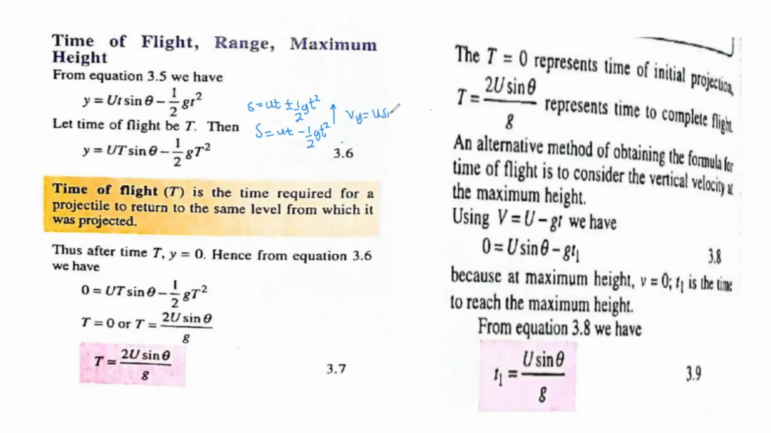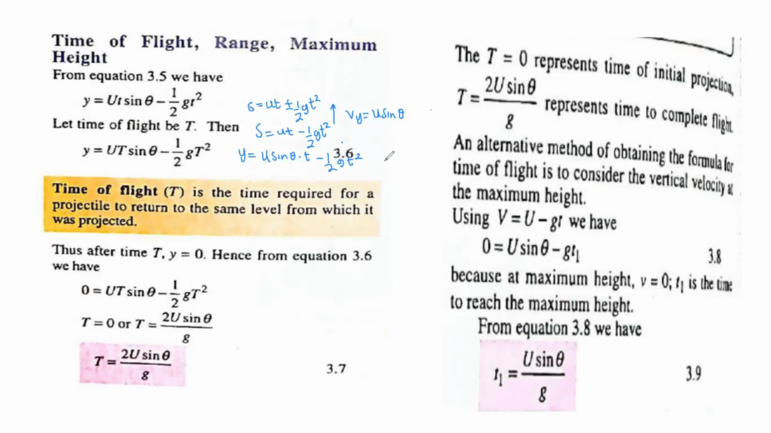u sin theta. So y, which is the same thing as s, equals, instead of u, u sin theta, times t, minus half gt squared. That is how they got this.